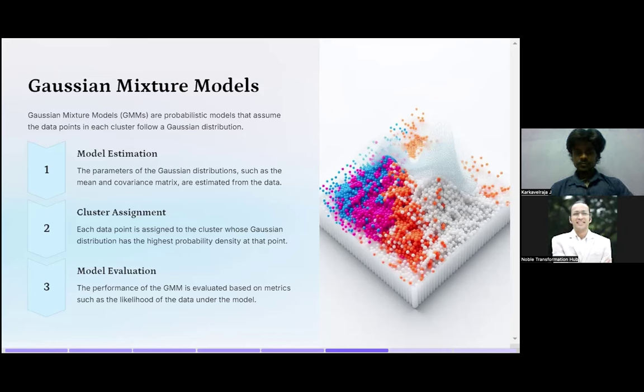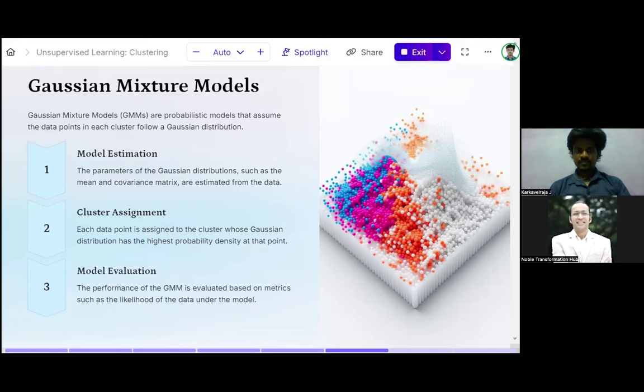That is something only a computer can determine. If you have billions of data points, human beings cannot determine what the highest probability density is. So that is why Gaussian mixture models help us assign data points to such clusters.